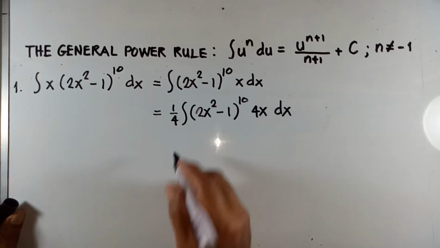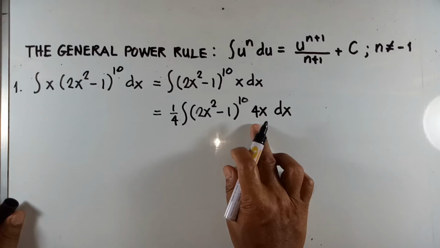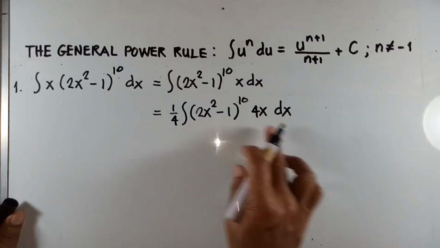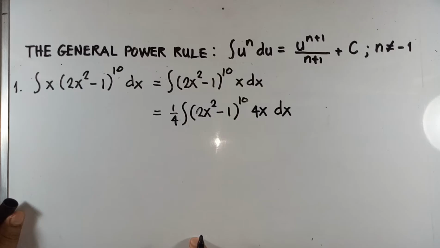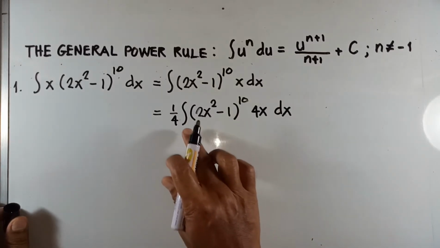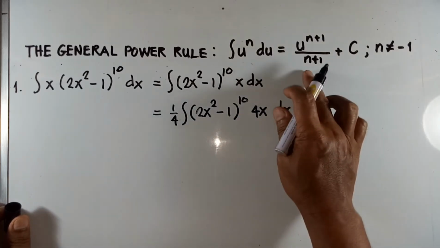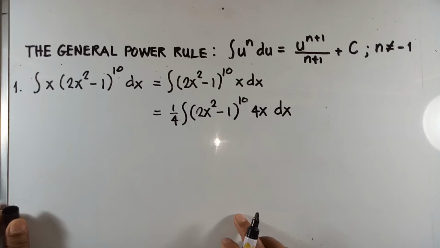Dahil nag-multiply tayo ng 4 sa given, para hindi mabago yung problem, ang gagawin natin, mag-multiply din tayo ng 1/4. So 1/4 times 4 equals 1. So itong problem na ito ay equal pa rin doon sa ating original problem. So meron na tayo ngayong integral of u to the n du. So pwede na natin ngayong i-apply yung formula.